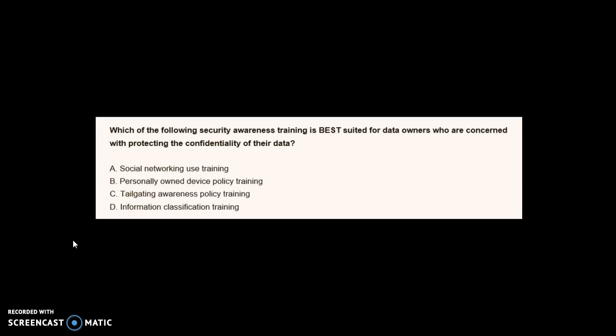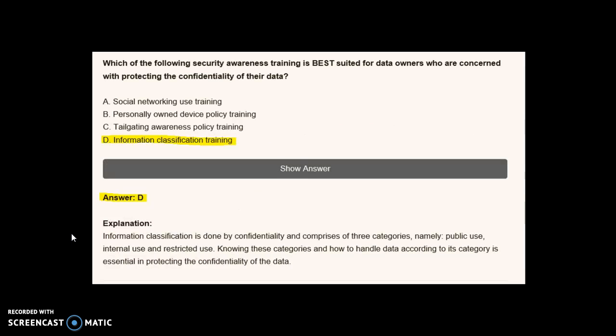Which of the following security awareness training is best suited for data owners who are concerned with protecting the confidentiality of their data? Answer is D. Information classification training. Information classification is done by confidentiality and comprises three categories, namely public use, internal use, and restricted use. Knowing these categories and how to handle data accordingly is essentially protecting the confidentiality of the data.